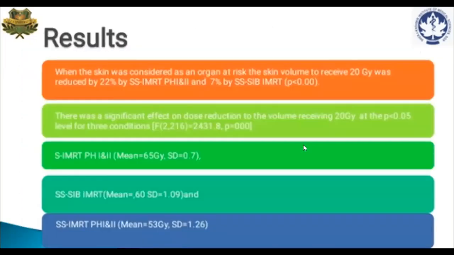Results. When the skin was considered as an organ at risk, the skin volume to receive 20 gray was reduced by 22% by skin spared IMRT phase 1 and phase 2, and by 7% using the technique of skin sparing SIB IMRT. There was a significant effect on the dose reduction to the volume receiving 20 gray at the p-value less than 0.05 level for 3 conditions: F(2, 216) = 2431 with a p-value less than 0.05.